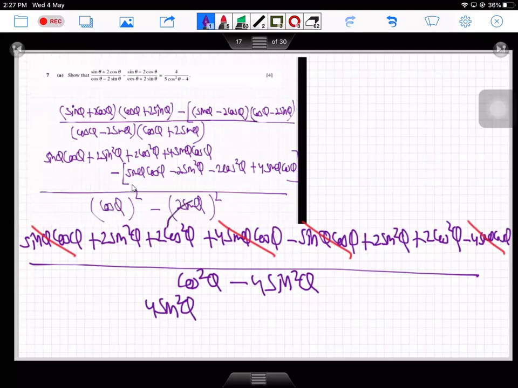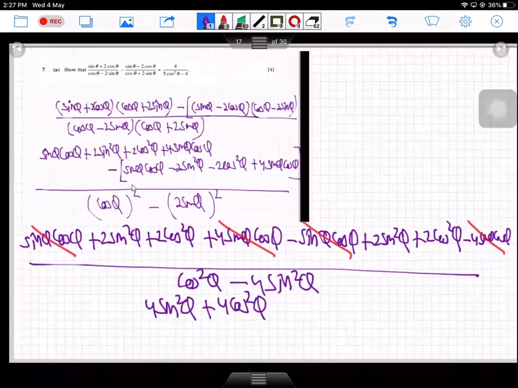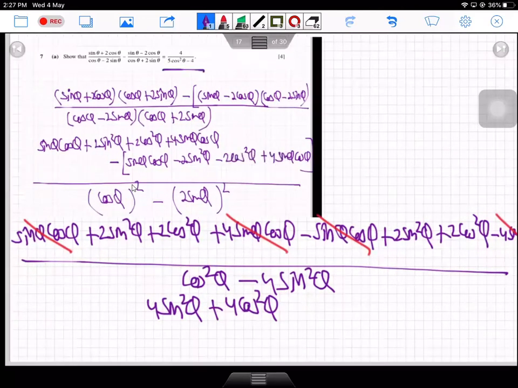And 2 cos square theta plus 2 cos square theta will give you 4 cos square theta. And the denominator must be completely in the form of cos. So in the denominator where you are seeing sine square theta, just use the identity 1 minus sine square theta. So this becomes cos square theta minus 4 times 1 minus cos square theta.